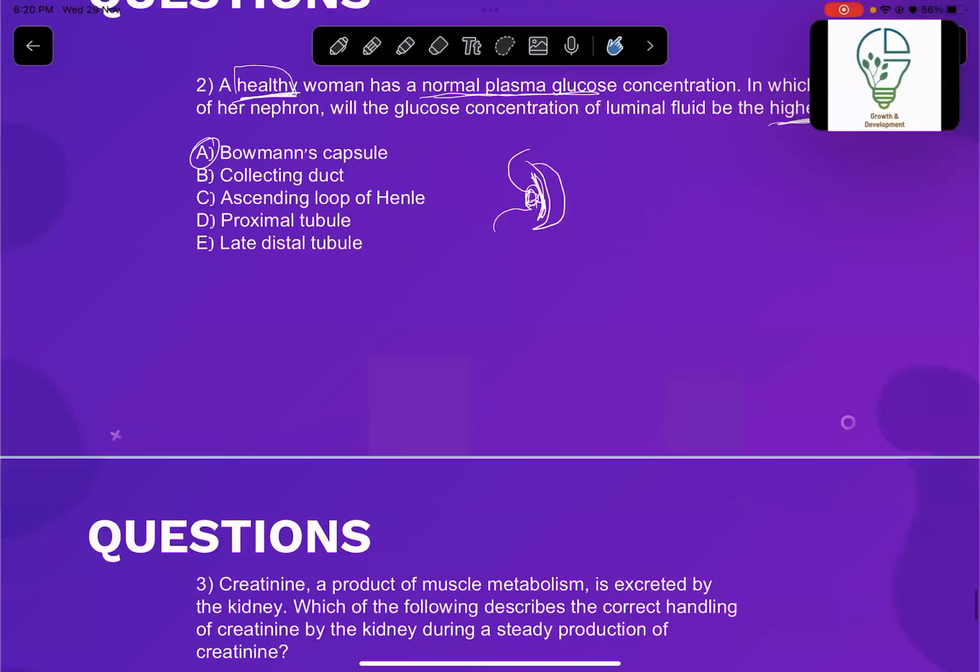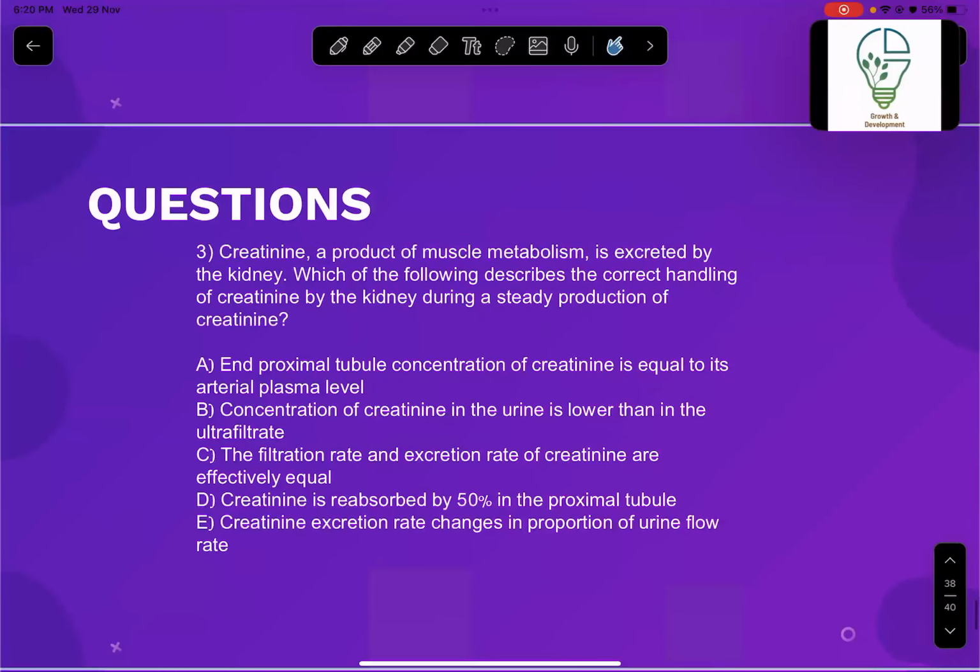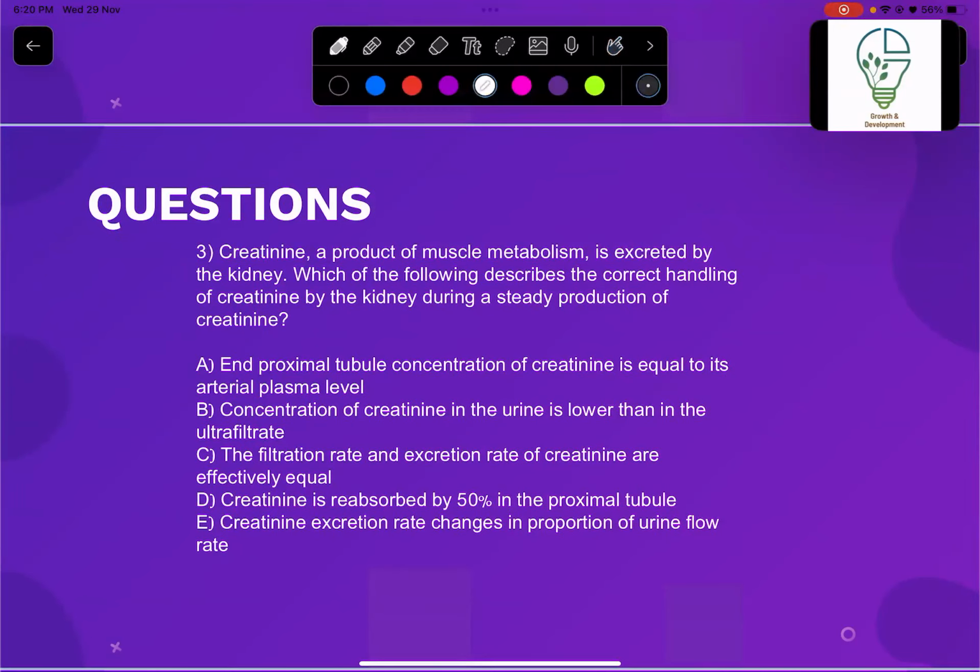Okay, good job. Third question says, creatinine, which is a product of muscle metabolism, is excreted by the kidney. Which of the following describes the correct handling of creatinine by the kidney during a steady state production of creatinine? So some keyword here would be steady production.